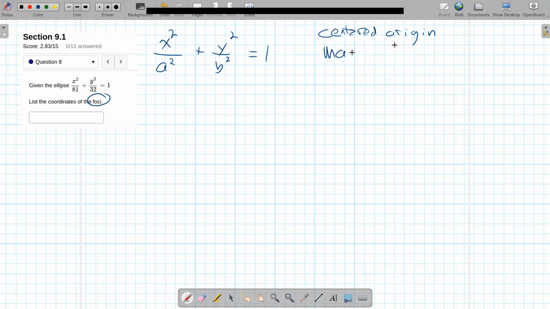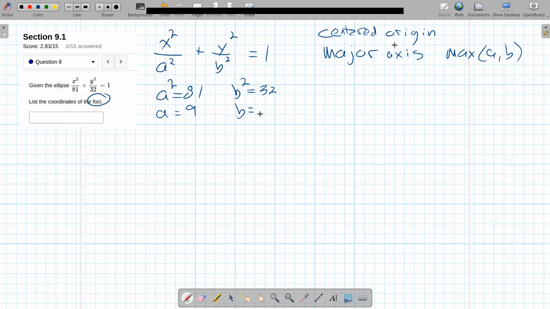And the major axis always goes with the larger of a or b. So whatever the max is of a or b, that tells us where the major axis is. So on this one right here, we can see a squared is bigger than b squared. So if a squared equals 81, then a must be 9. And if b squared is 32, then b must be the square root of 32, which isn't as nice as the square root of 81.